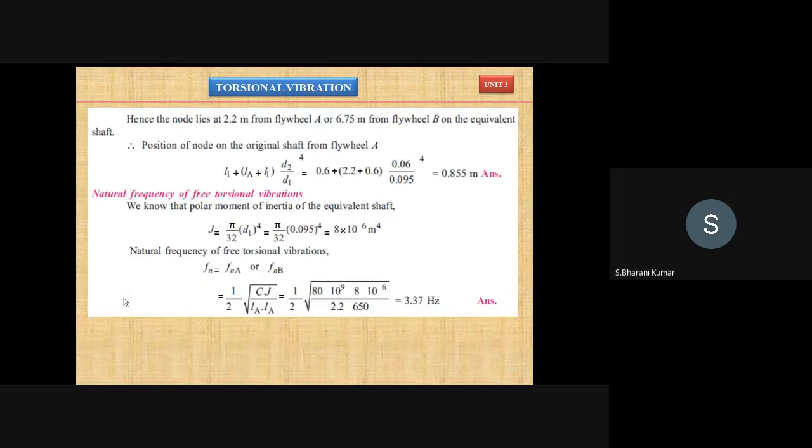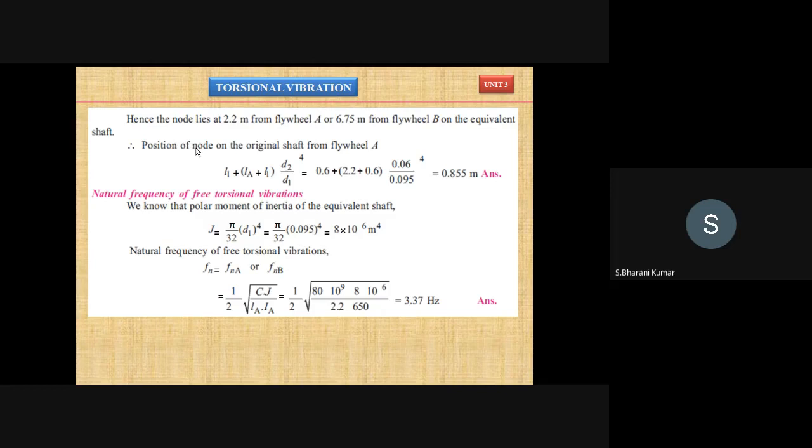From rotor A to the node position is 2.2 meters. From rotor B position to the node is 6.75 meters. That's the two terms, we showed in the diagram also. The same thing will be given here: the node lies at 2.2 meters from flywheel A, or 6.75 meters from flywheel B on an equivalent shaft. Both are correct.